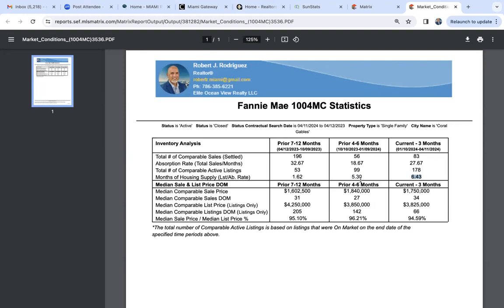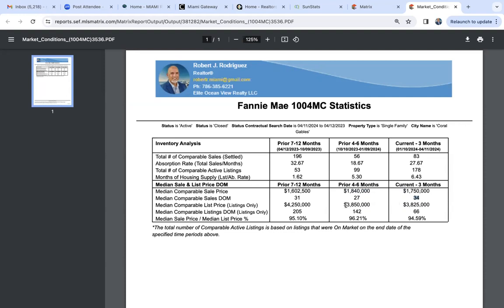Okay. That normally is going to lead to a price decrease. Take a look at these sales prices from 1,840,000 now down to 1,750,000. So nearly $100,000 decrease in the median sales price. Properties in Coral Gables are taking 34 days on the market to sell.